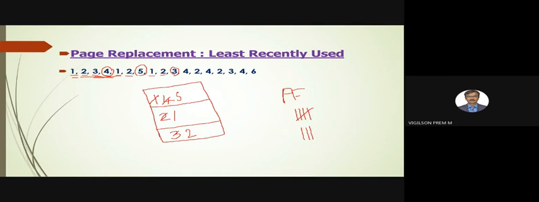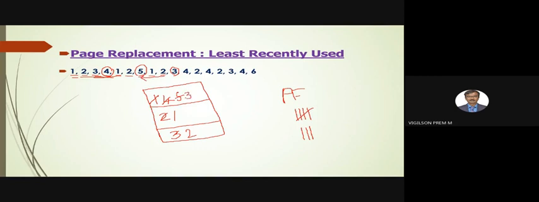Now listen carefully. Among 5, 1, 2, what is the oldest frame? Or the least recently used frame, we have to check. So here 2, 1 and 5. 5 is the oldest here according to this. So now I will replace 5 with the 3.